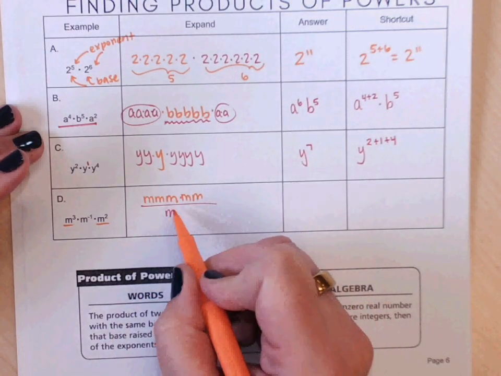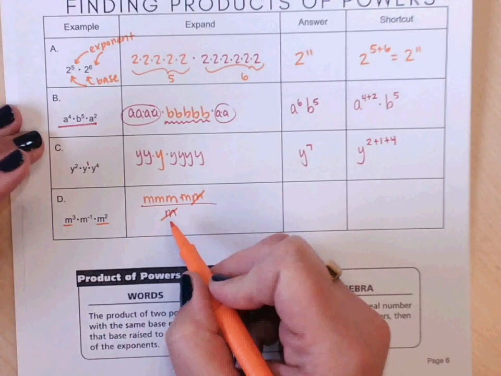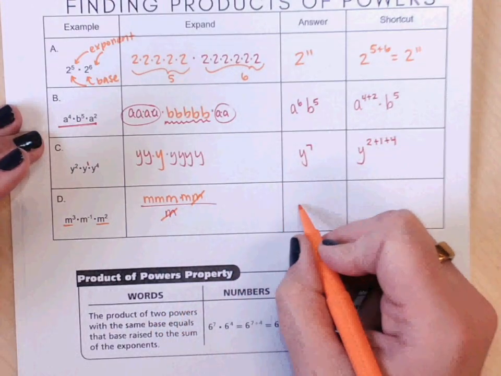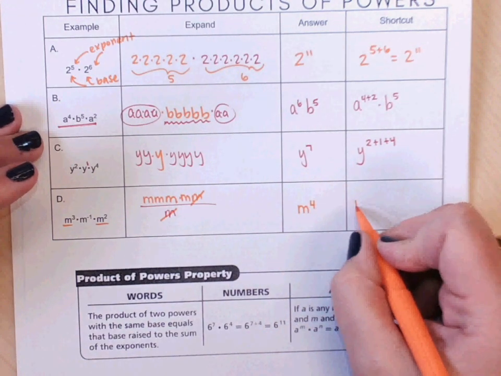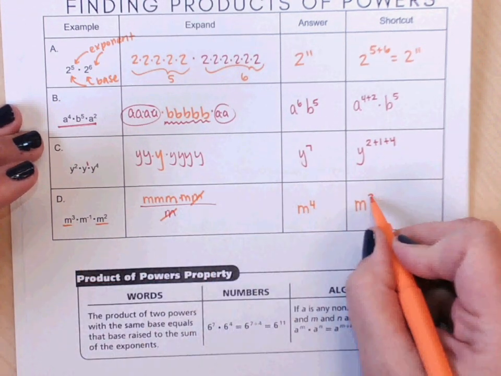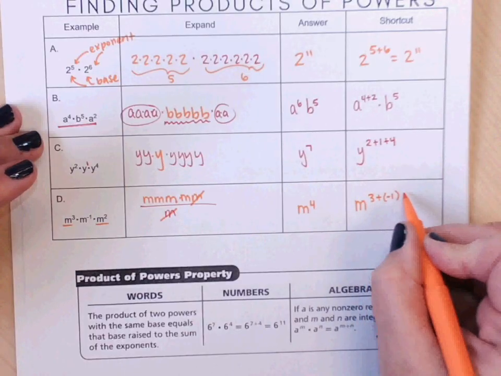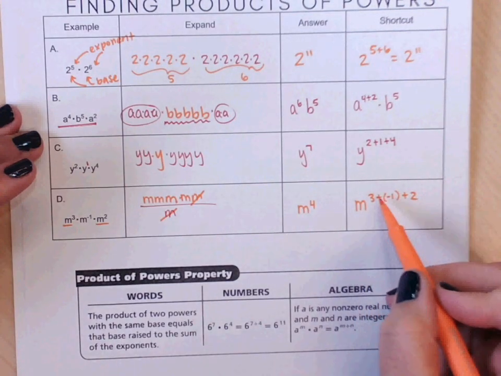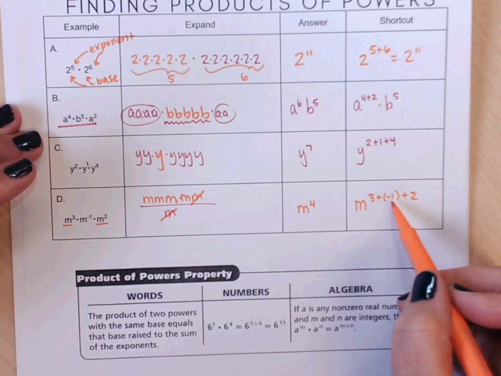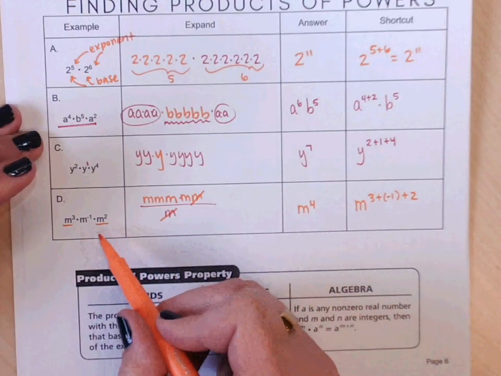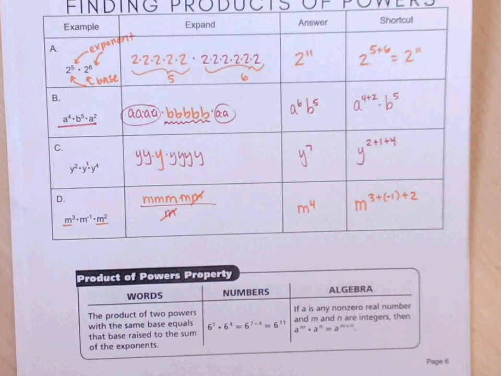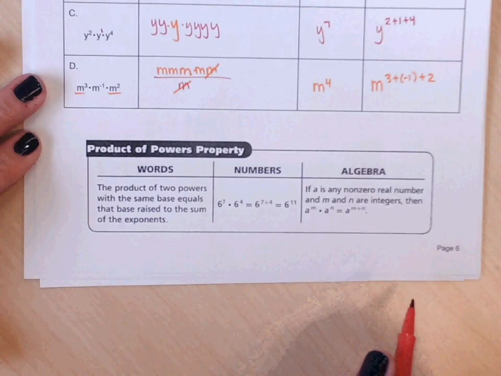We haven't learned this rule yet, but those will be able to cancel, and we're going to be left with technically m to the fourth power. But the shortcut would be adding these exponents together. 3 plus a negative 1 is 2, plus 2 is 4. So it even works when you deal with the negative exponents. And that example will make more sense after we learn the quotient property. So again, make sure you take a second to read this and understand it if you haven't already.